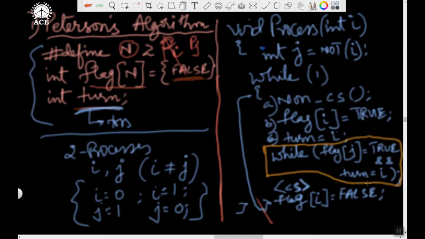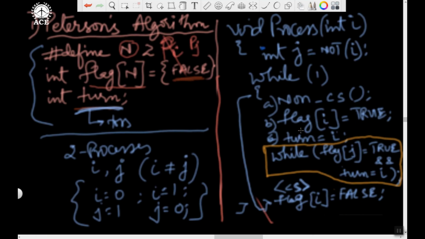Then this fellow will say, am I the first one to update turn? Turn is equal to I. Am I the last one to update turn? If turn is equal to I, then I will wait. Process I will wait. Otherwise, if the value of turn is not equal to my ID, then j has updated last. So therefore, I will enter the critical section.